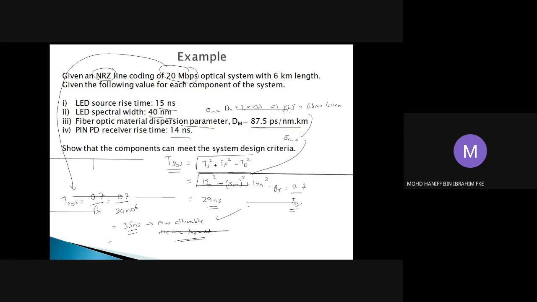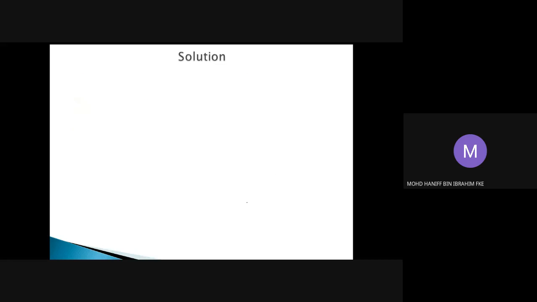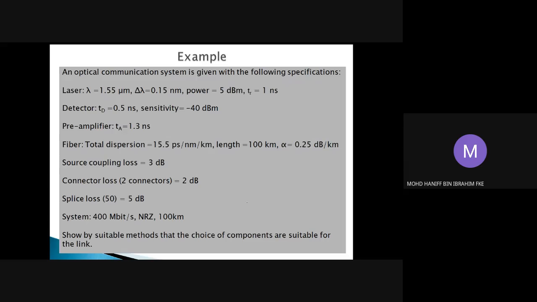Okay, any question for this example? Hopefully by this example, you can now understand how to design the optical system by using the second method, which is the bandwidth budget or the rise time budget analysis. Okay, then let us proceed with the next example here.